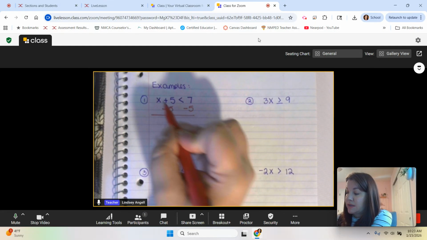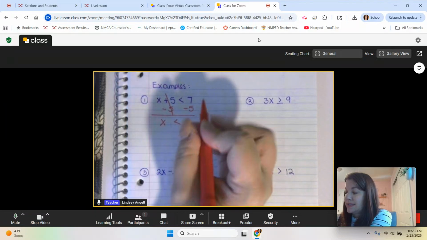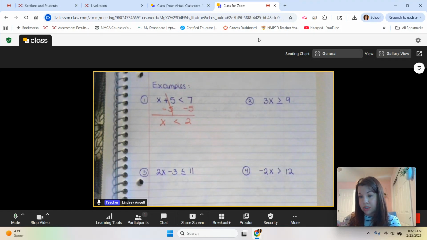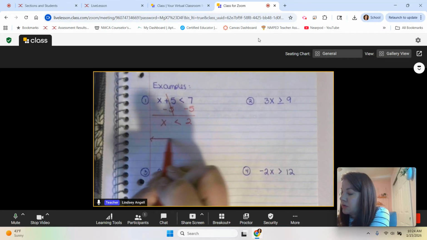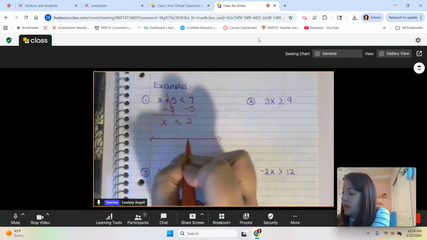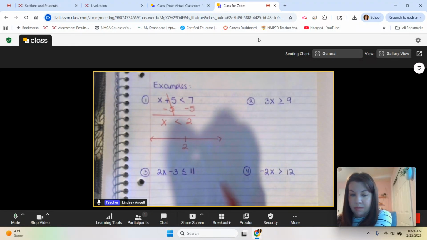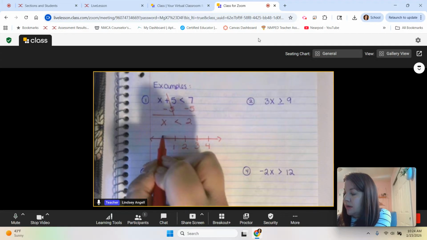5 minus 5 is 0, so those cancel, and we're left with x is less than, and then 7 minus 5 is 2. Now, for each of these problems, I am going to go ahead and graph them as well, so that way you have plenty of examples of graphing and how to read them and create them. So with this one, let's see here. I'm going to make a number line. I'm just going to make mine pretty little today. Whatever this number is, I usually put that right in the middle of my number line, and then I'll add a few numbers around it. Okay?